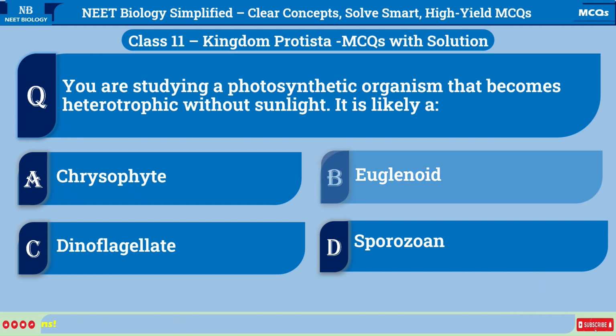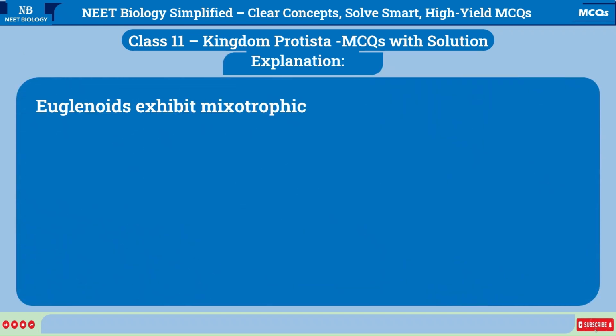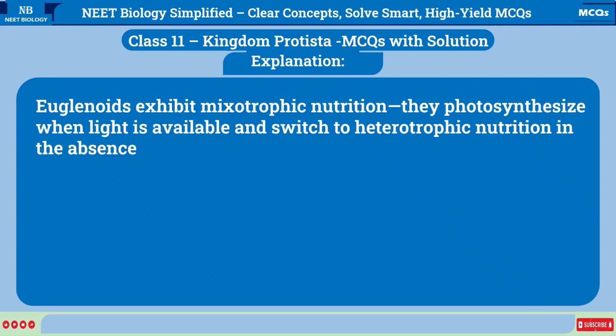Correct answer is B. Euglenoid. Explanation: Euglenoids exhibit mixotrophic nutrition. They photosynthesize when light is available and switch to heterotrophic nutrition in the absence of sunlight.